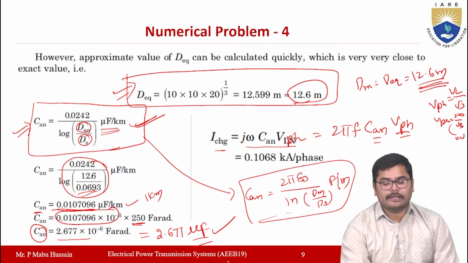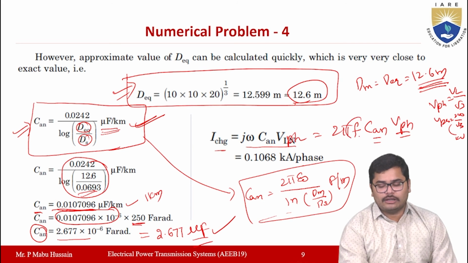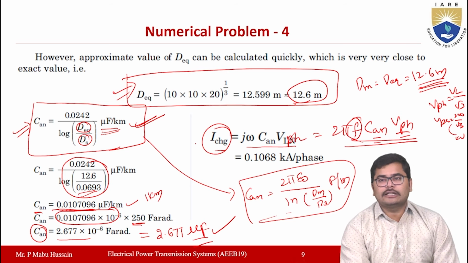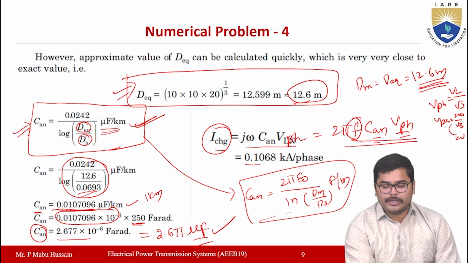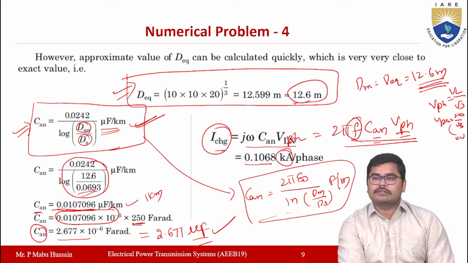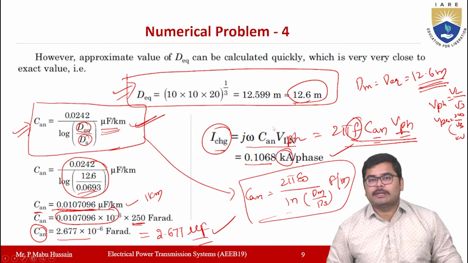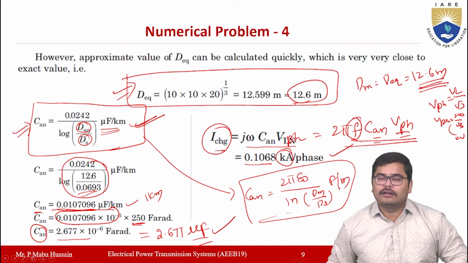And the C_an value we calculated here. The frequency is also 50 Hz, given in the problem. If you substitute all the values in this equation, you will get the charging current, which is 0.1068 kiloamperes. And this charging current is for one phase. Okay, so this is how you can determine the capacitance of a transmission line if the conductors are bundled conductors. If each phase has a bundled conductor configuration, then this is the procedure to calculate the capacitance.